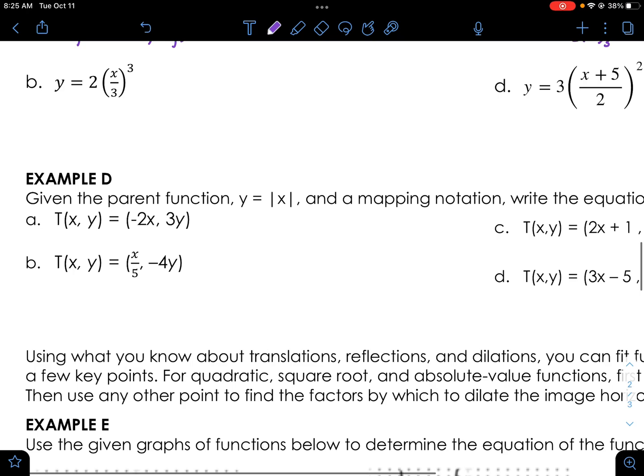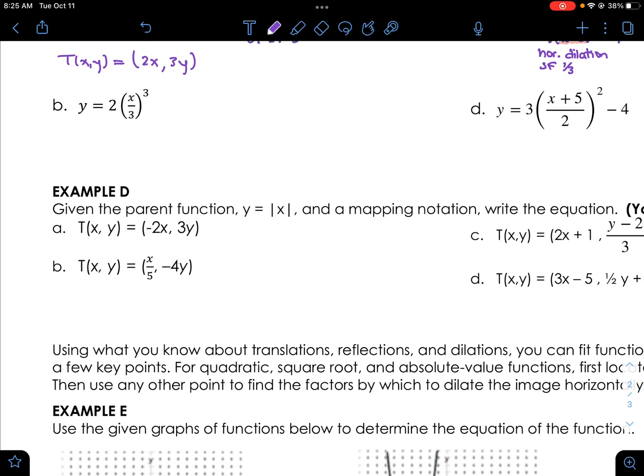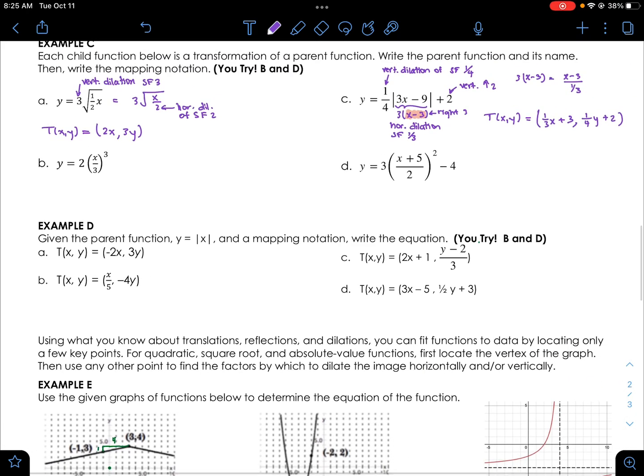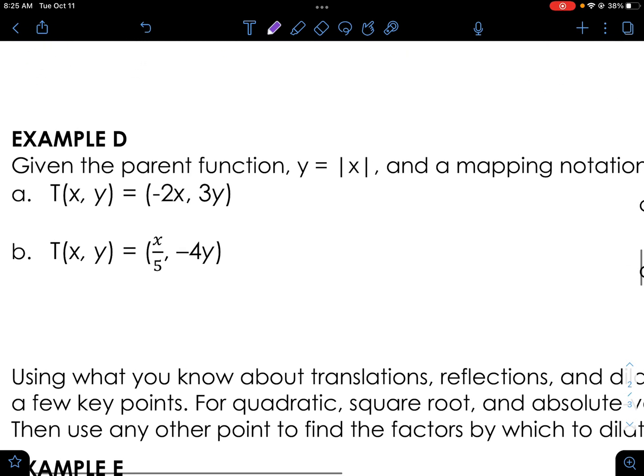Now we're going to take a look at example D, where we're going to take the mapping notation and rewrite the equation based off of that. So in this mapping notation, what we see is that there is a horizontal dilation by a scale factor of -2. So there's a horizontal dilation, and then we have a vertical dilation.